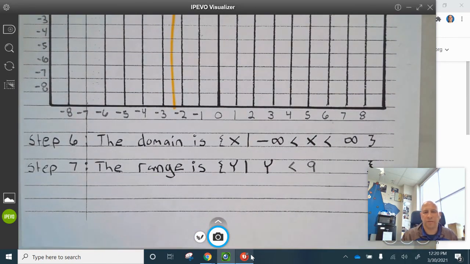Step 6, the domain is x such that negative infinity is less than x less than infinity. Step 7, the range is y such that y is less than 9.